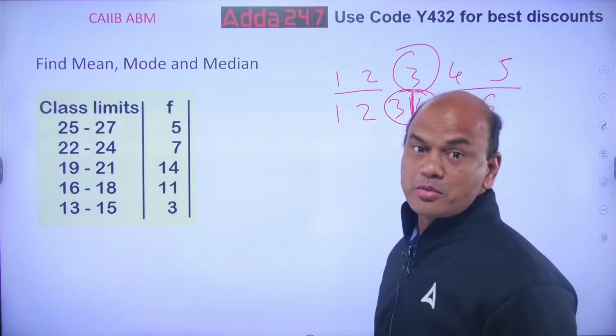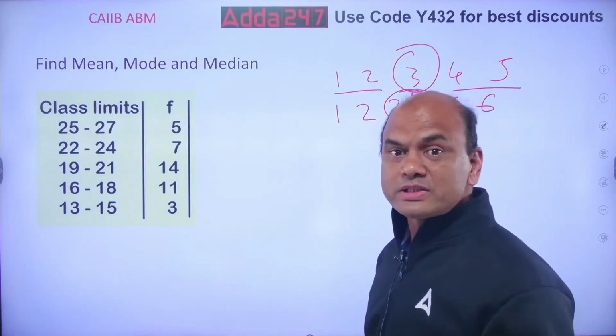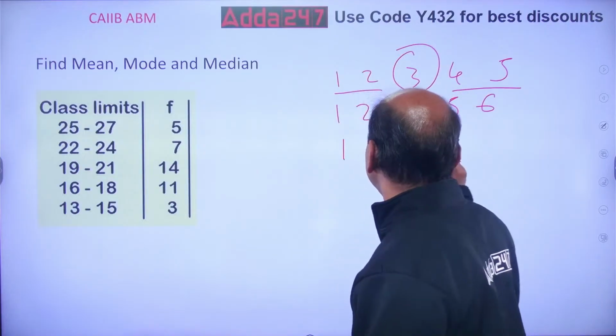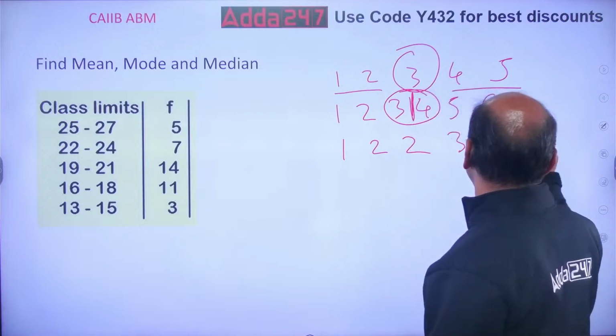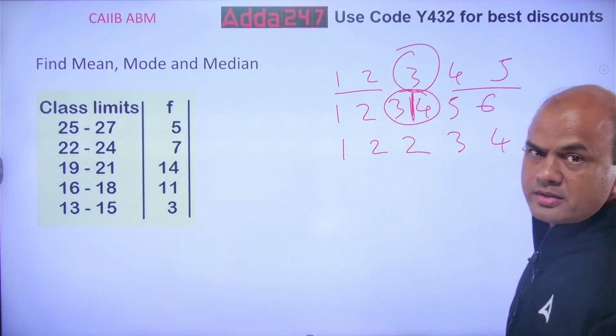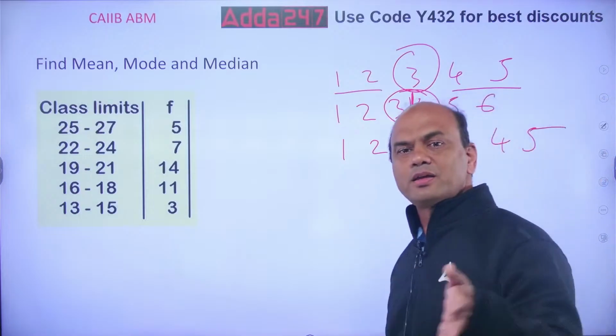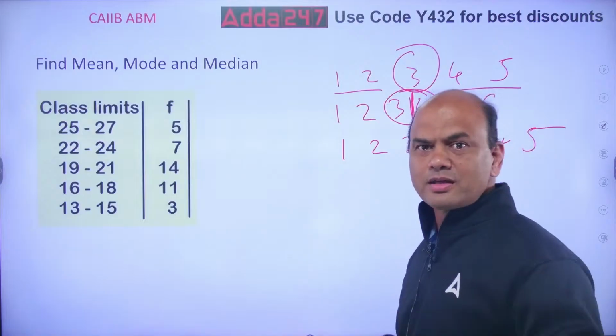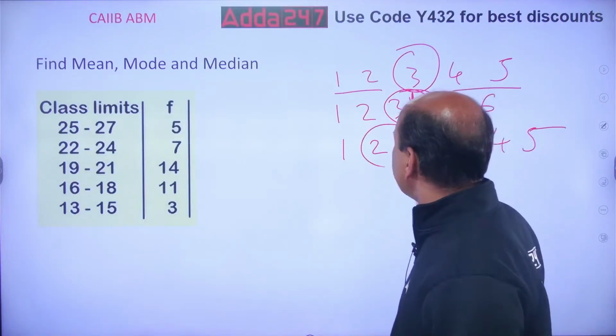Median. Mode, whichever comes maximum number of times. 1, 2, 3, 4, 5. Who is the mode over here? Mode. Like that, in ABM mode comes. Mode means whoever comes maximum number of times.